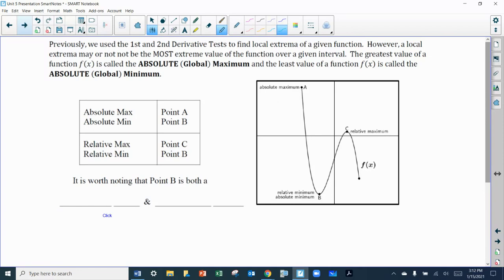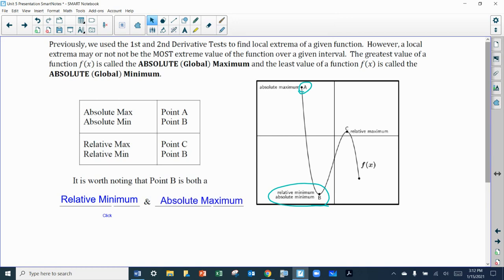You can see by this graph that we have an absolute max at A, but down here at B, we pick up both a relative min and an absolute min. So they can be one and the same. It's worth noting that, I got to make a correction. This says minimum. That point B is both a relative min and an absolute min.